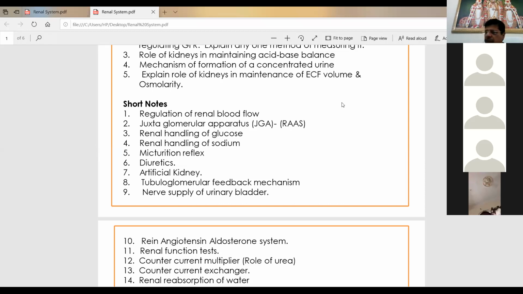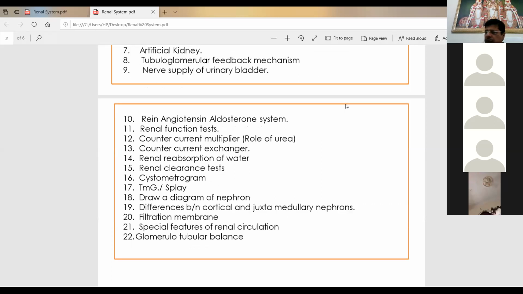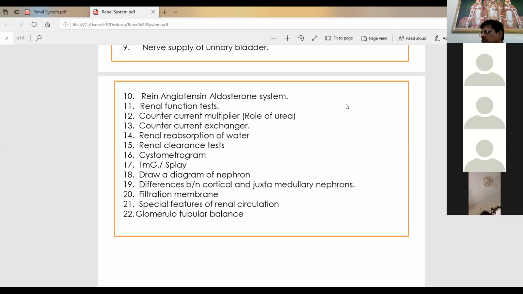What is the role of urea in countercurrent multiplier? Urea recirculation helps in the medullary fluid interstitial gradient. Urea recirculation. That part you should not forget.